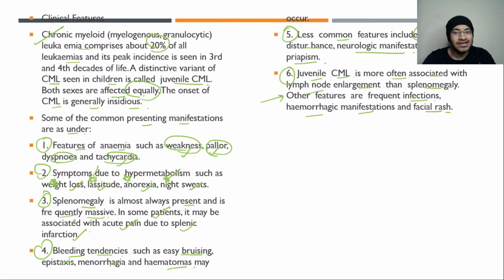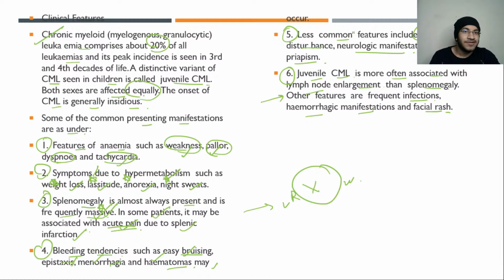Splenomegaly is almost always present and is frequently massive. Right, and this is not a feature of leukemoid reaction. So leukemoid reaction में कोई भी massive splenomegaly नहीं दिखेगी, and there can be acute pain due to splenic infarction. Then bleeding tendencies such as easy bruising, epistaxis, menorrhagia, hematoma may also occur. So fifth is less common features such as gout, visual disturbance, neurological manifestation and priapism. Then juvenile CML is also often associated with lymph node enlargement, lymphadenopathy and splenomegaly, and other features are frequent infections, hemorrhagic manifestations and facial rash.